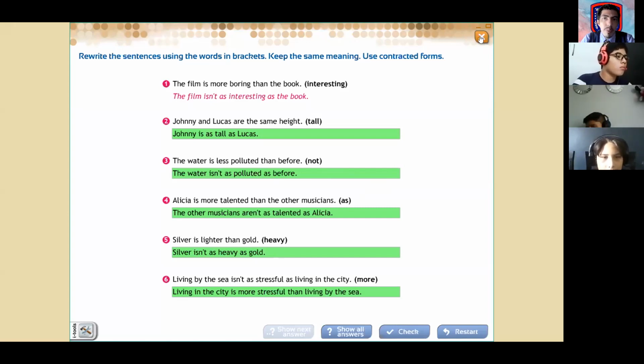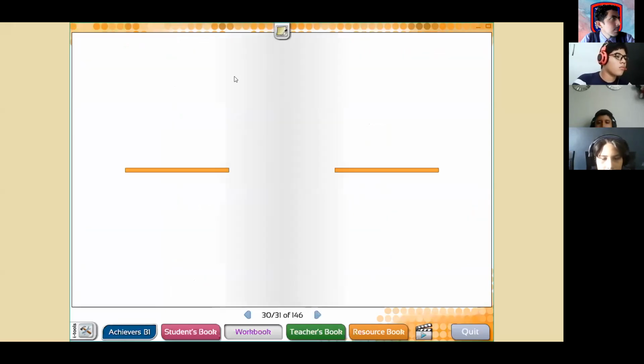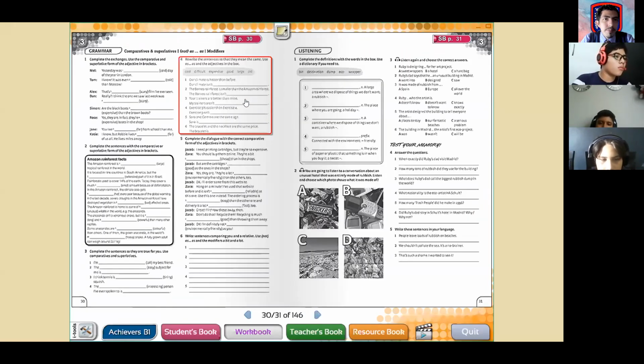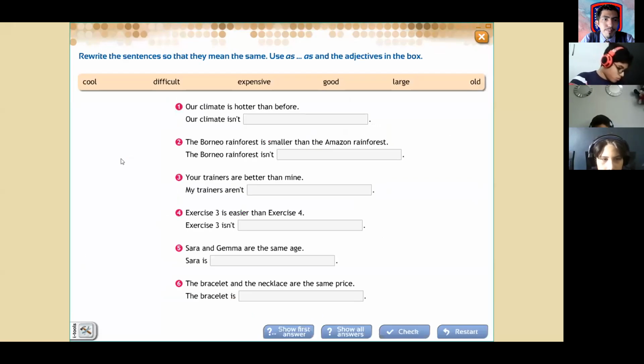Okay, so let's go back to your workbook. And let's start with number 4 in this case. Let's rewrite the sentences at this moment so that they mean the same. Okay.